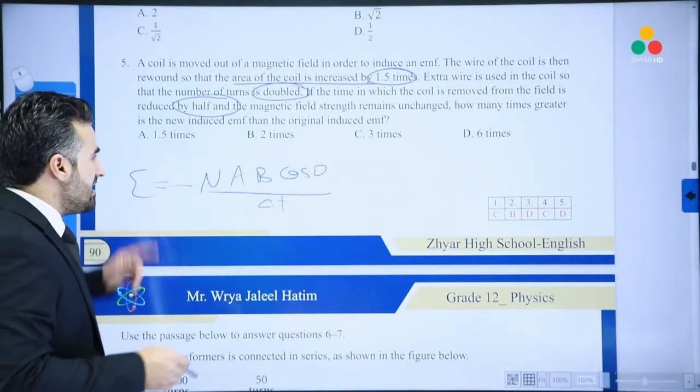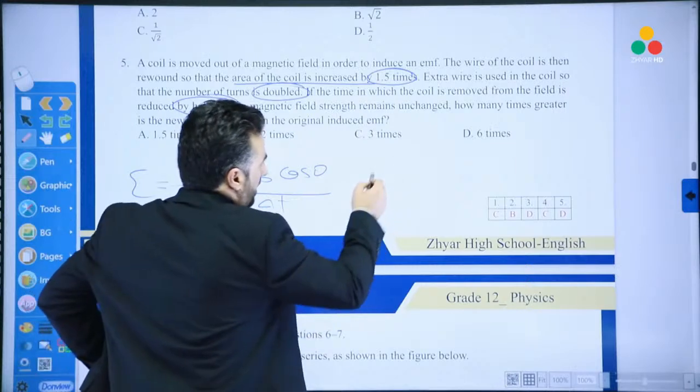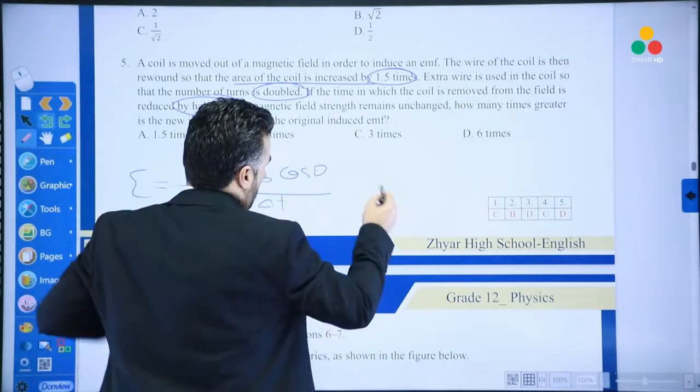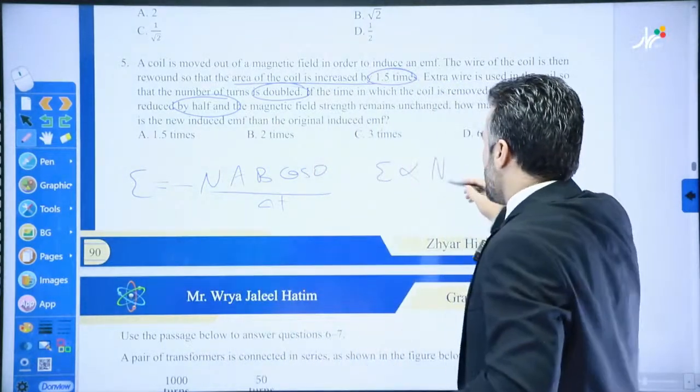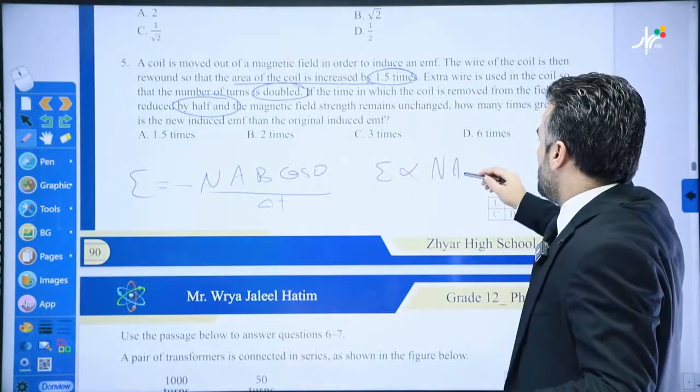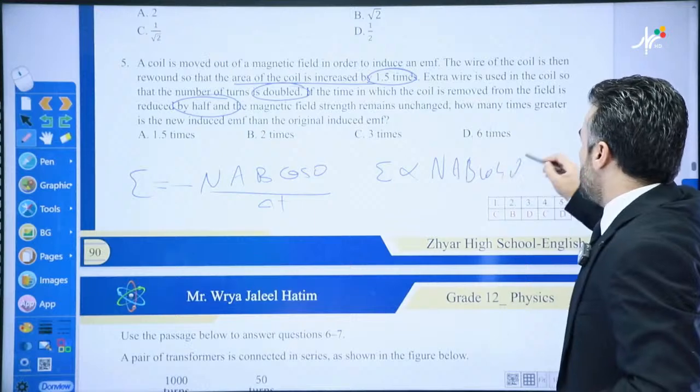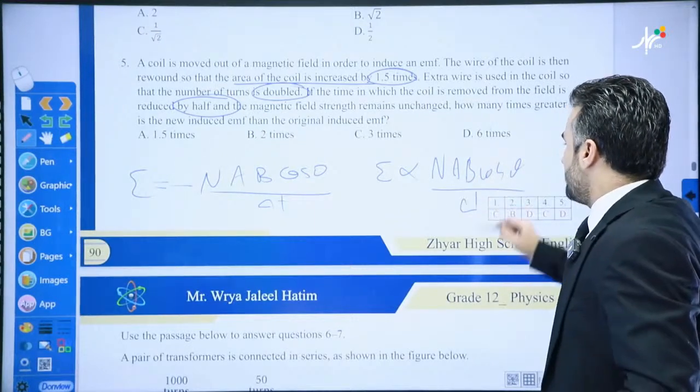Instead of writing the equal sign, you could just say the electromotive force that is induced is directly proportional to N, of course. You can say it is directly proportional to A, to B, to cosine theta, and of course inversely proportional to delta T here.